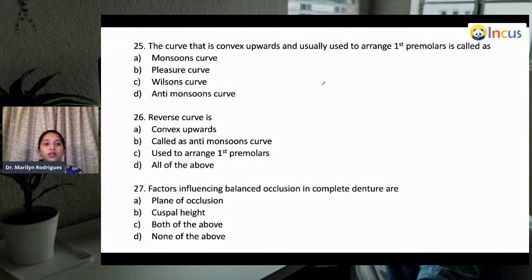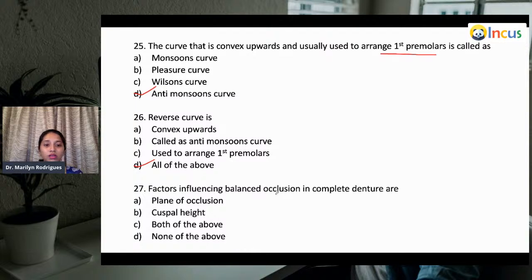Question number 25, the curve that is convex upwards and is usually used to arrange first premolar is called as, first premolars is your anti-Monson curve, okay, first premolar. If it was molar, then it would be your Wilson's. A reverse curve is convex upwards, it's called as anti-Monson's curve, used to arrange first premolars, or all of the above. The answer to this is all of the above.